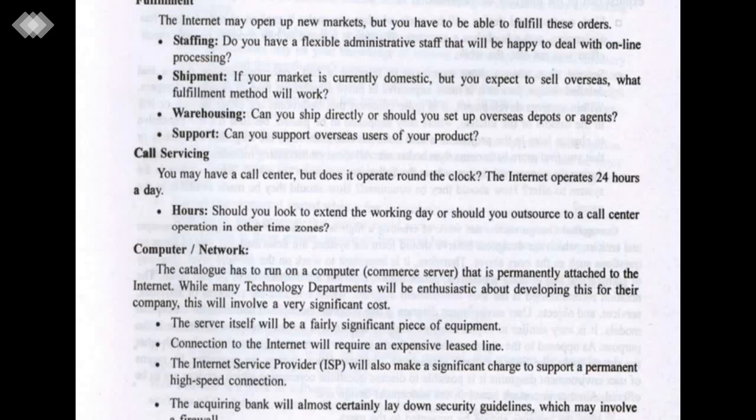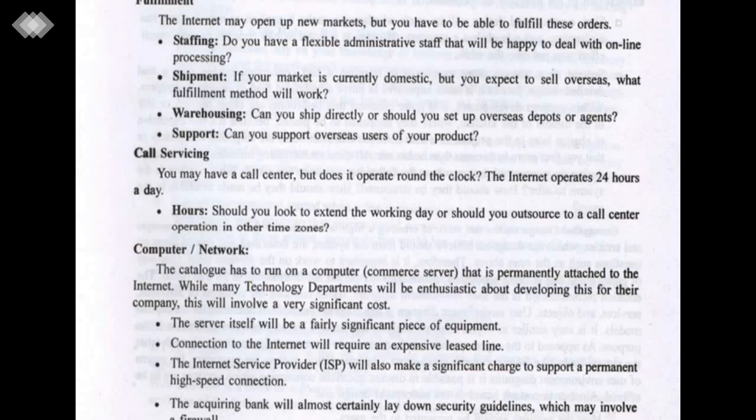Now, fulfillment. The internet may open up new markets, but you have to be able to fulfill these orders. Staffing: do you have a flexible administrative staff that will be happy to deal with online processing? Shipments: if your market is currently domestic, but you expect to sell overseas, what fulfillment method will work? Warehouse: can you ship directly or should you set up overseas depots or agreements with agents? Support: can you support overseas users of your product?